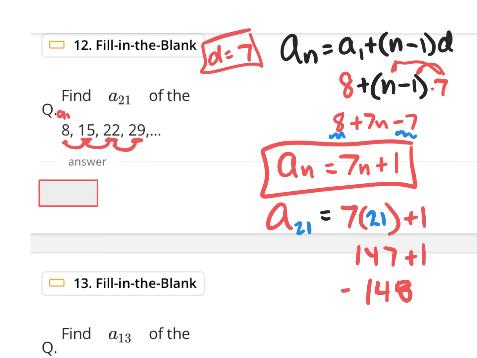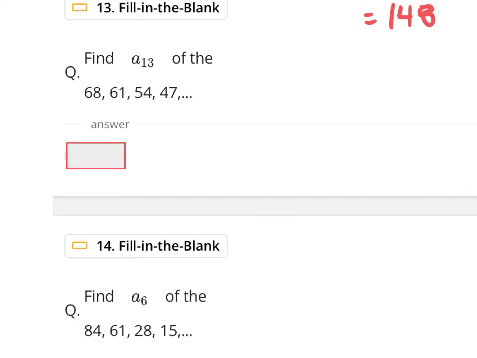Wow, 148. So let's check our answer. There it is. Correct answer is 148. So if I did go 8 plus 7, get 15, plus 7, plus 7, plus 7, all the way to the 21st number, that 21st number would be 148. Moving on. We have another same type of question. Find a sub 13. Let's first find the a sub nth rule that actually produces this arithmetic sequence. Now, why do I say arithmetic?